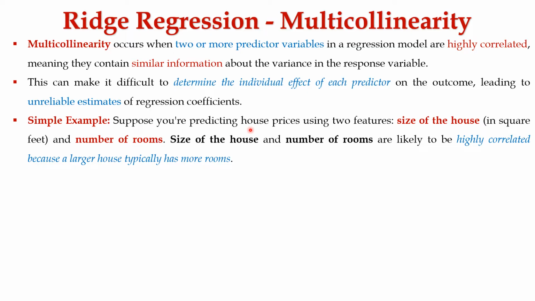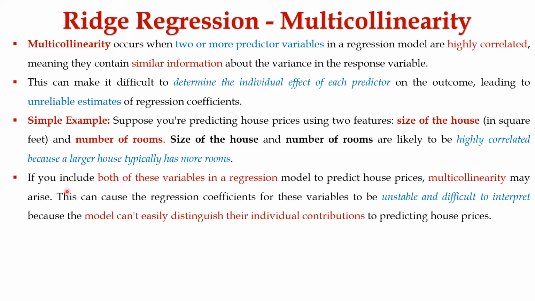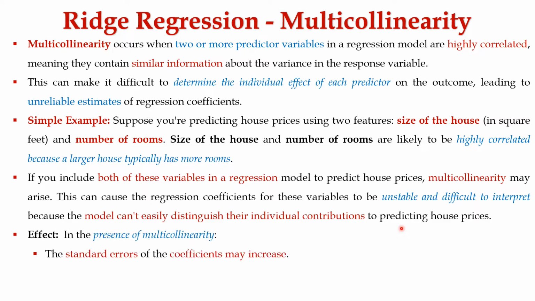Suppose you are predicting the house price using two features, namely size of the house and number of rooms. The size of the house and number of rooms are likely to be highly correlated because a large house typically has more rooms. If you include both of these variables in a regression model to predict the house price, multicollinearity may arise. This can cause the regression coefficients for these variables to be unstable and difficult to interpret because the model cannot easily distinguish their individual contributions to predicting the house prices.